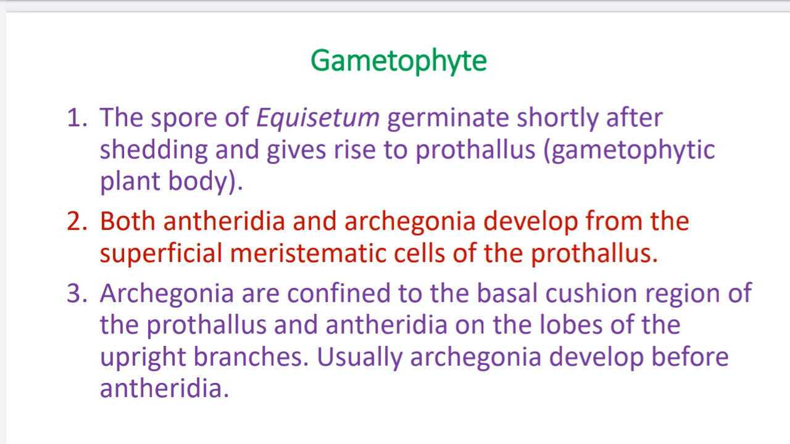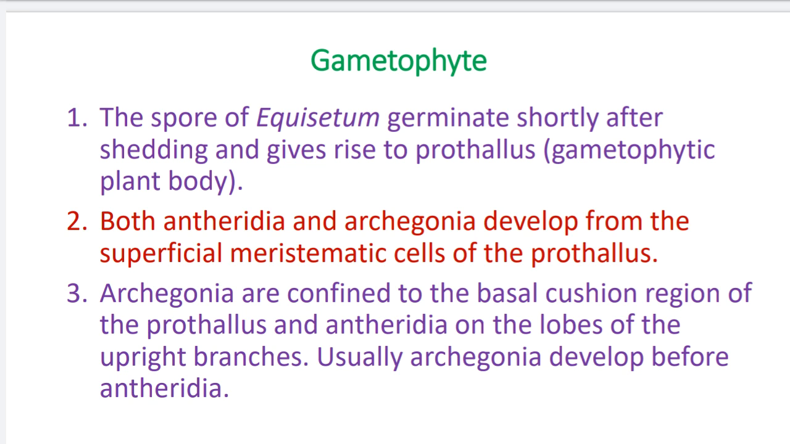Gametophytic plant body. Number one, the spore of Equisetum germinates shortly after shedding and gives rise to the prothallus. When the spore comes outside from the strobilus, it will germinate immediately and produce the prothallus, and that prothallus is the gametophytic plant body of the Equisetum. It is a very small structure.